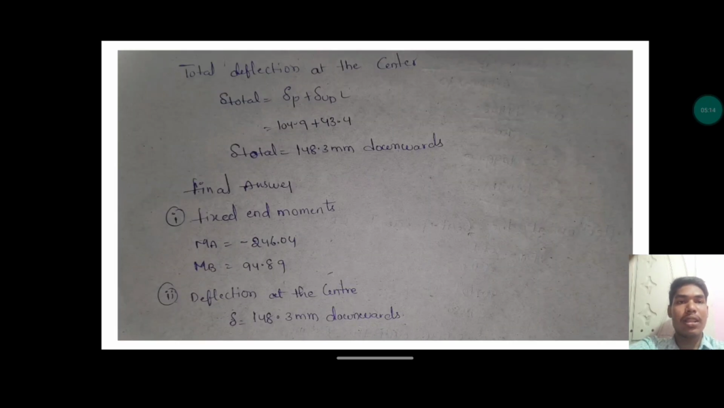Total deflection at the center. Deflection total is equal to deflection at point load plus deflection at the UDL, that is equal to 104.9 plus 43.4. Deflection total is equal to 148.3 mm downwards. Final answer is fixed end moments: MA is equal to minus 246.04, MB is equal to 94.89. Second one is deflection at the center, which is 148.3 mm downwards.